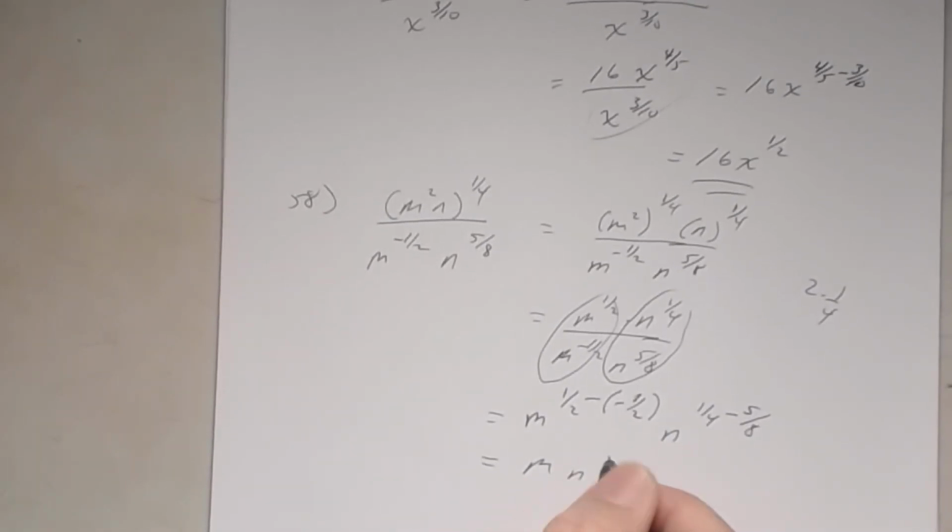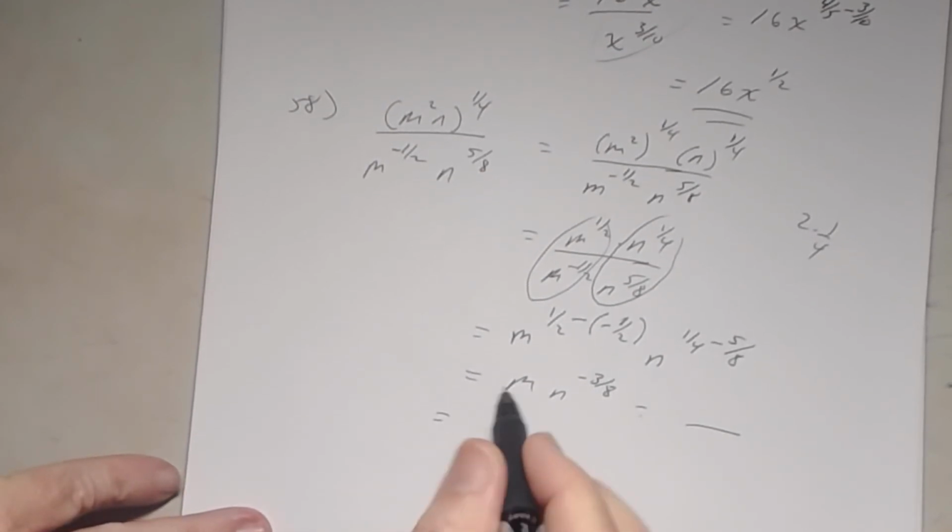So what's 1/4 subtract 5/8? Negative 3/8. Negative 3/8? Yes. Is that the answer? No. Why not? Because you got to remove the negative. You want your exponents to be positive. So what is the answer?